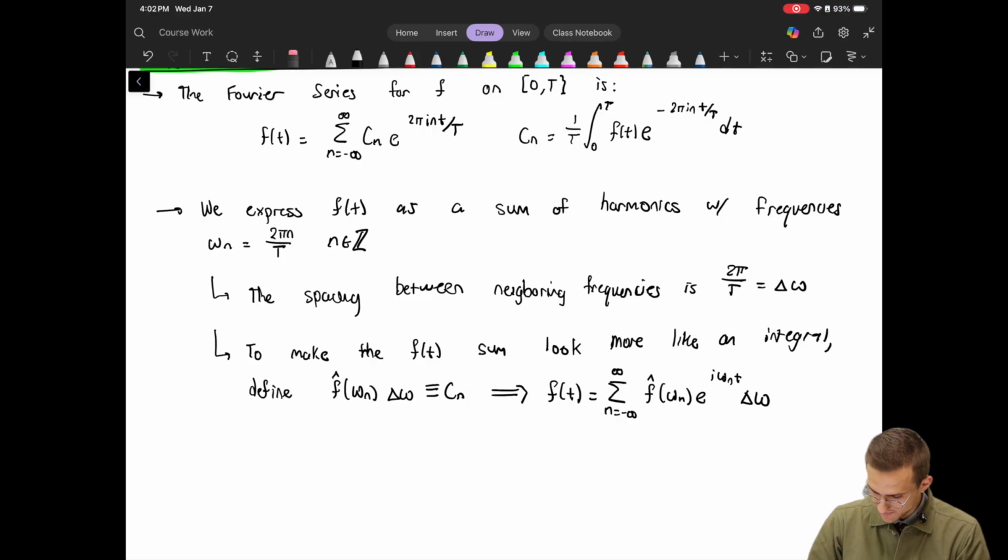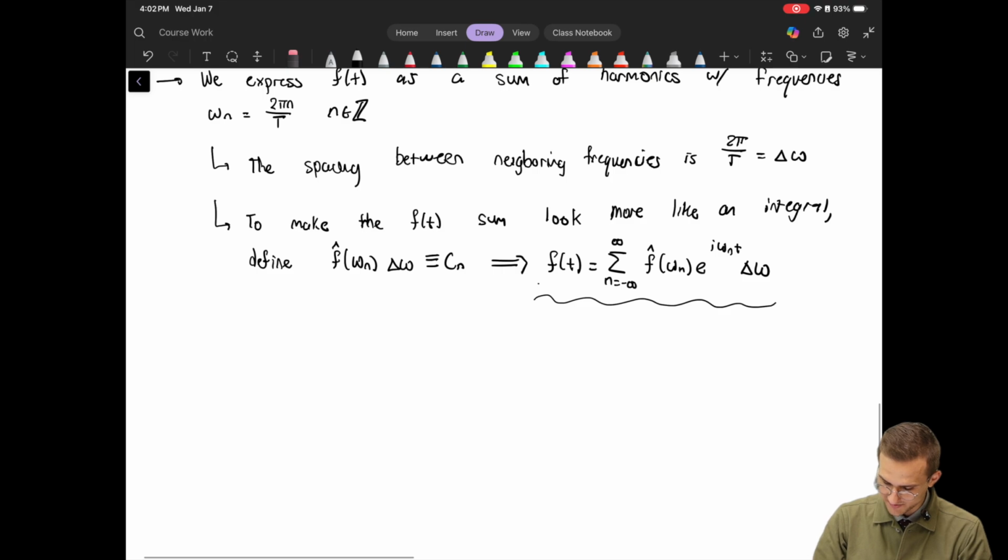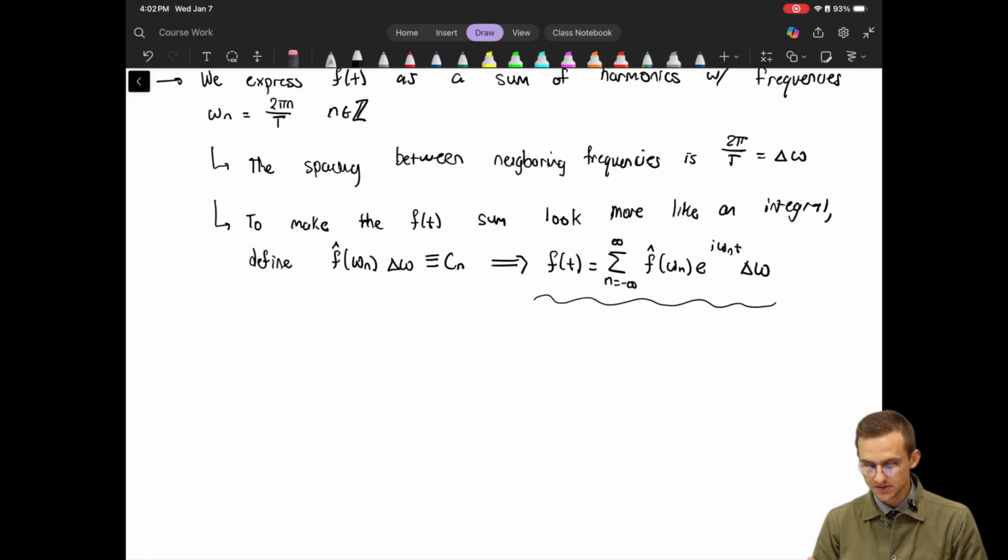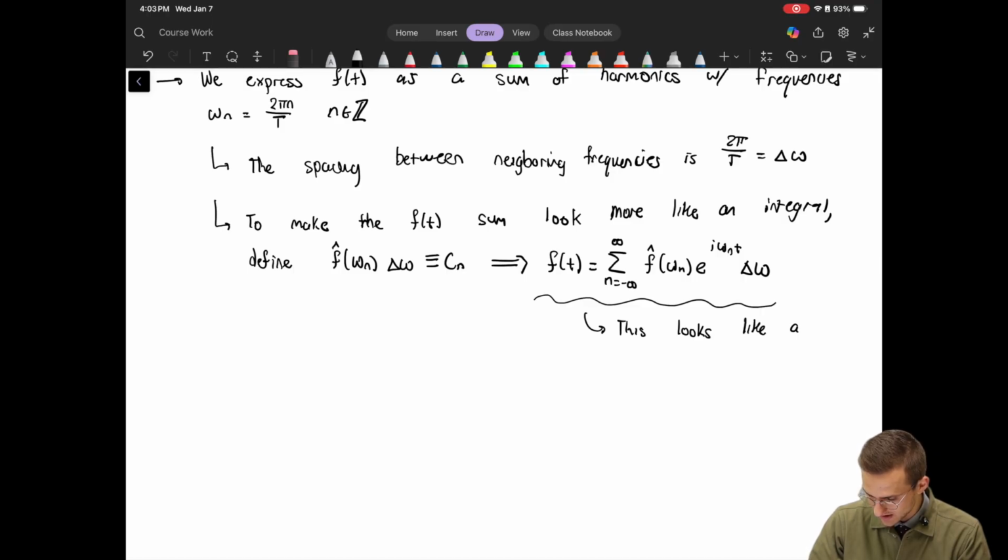If you have ever seen a Riemann sum, I don't think the students had seen that before. Well, actually, I'm sure that when you first learned about integrals, you talked about Riemann sums, and that's what this looks like. This looks like a Riemann sum over omega for f hat of omega e to the i omega t. I'll draw that really briefly.